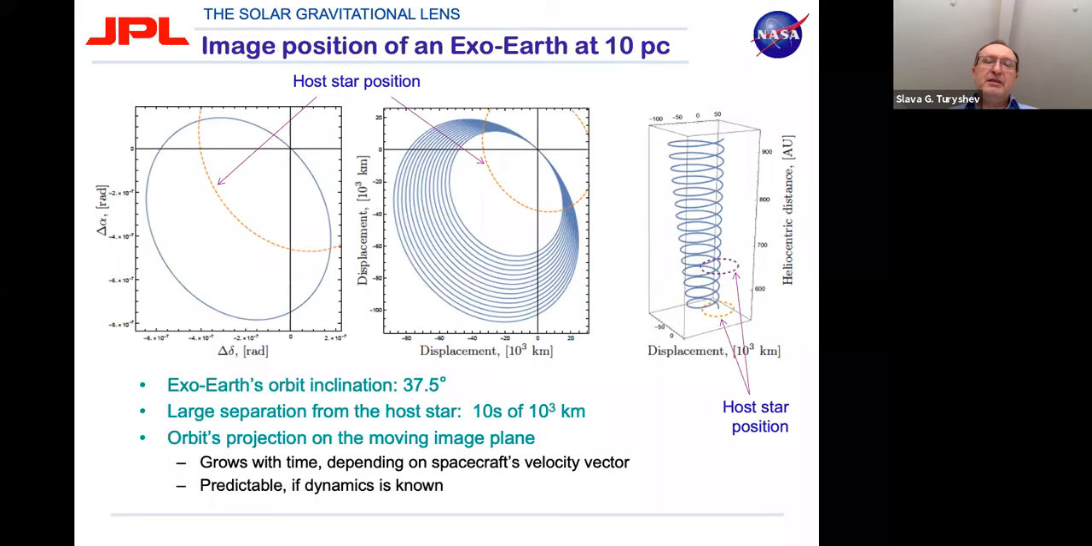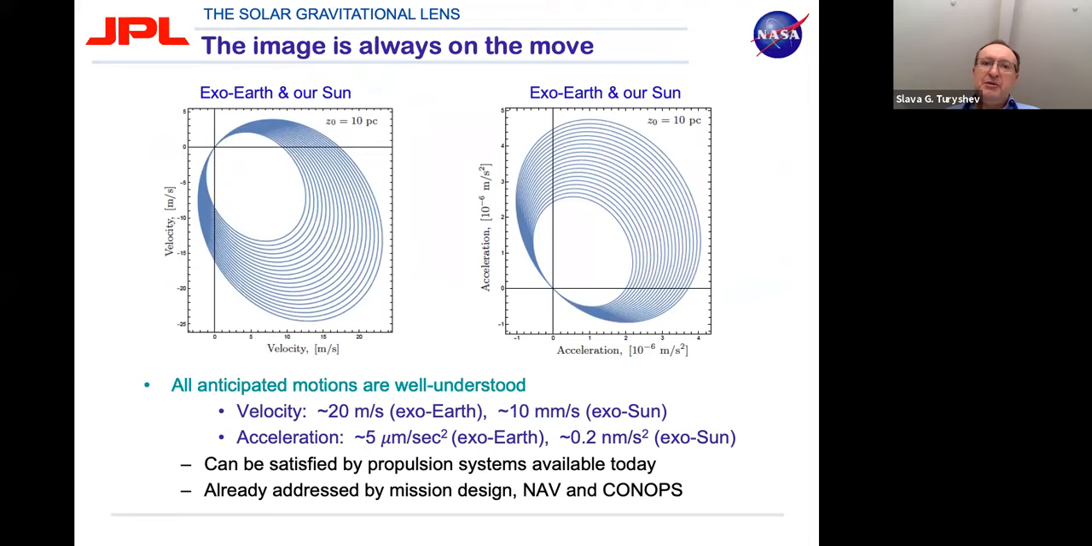Because we're moving away, and our spacecraft moves at, let's say, 20 astronomical units per year, that image in a spiral is now opening up, and essentially in each image plane the size of the orbit is slightly larger. We're talking about roughly a 100,000 kilometers orbit. One would think that these displacements are quite large, and indeed they are large, but we're not really concerned with the displacement. We need to know what velocities and accelerations we have to deal with, because this is the information that informs our mission design.